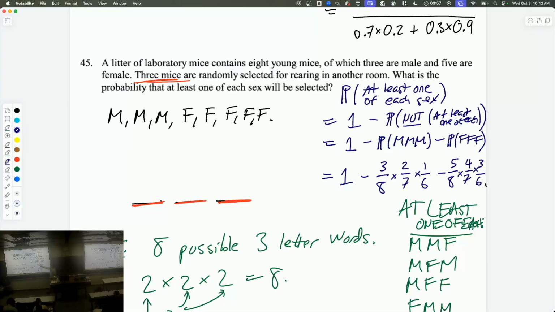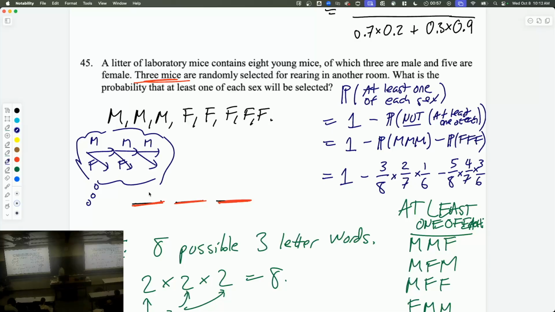And the way I was thinking about it was a probability tree, where you say the probability that the first is male or female, and then the second is male or female, and the third is male or female. So a little probability tree like that is what I had in mind when I came up with this answer.